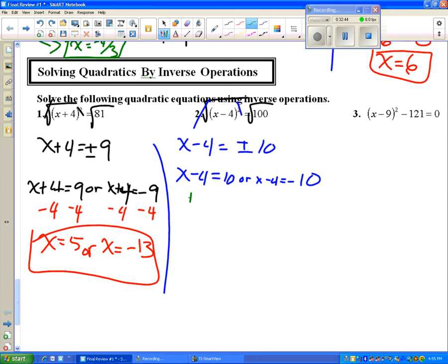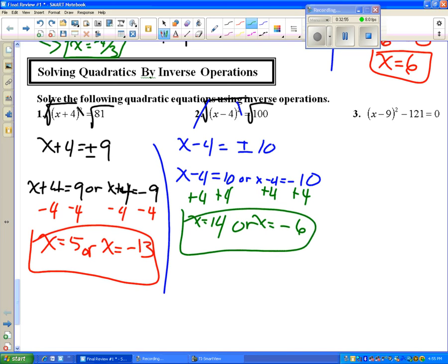Here I'm going to add 4. X is equal to 14. Again, I'm going to add 4. X is equal to negative 6, or. Two answers. Lastly, x minus 9 squared minus 121 is equal to 0.